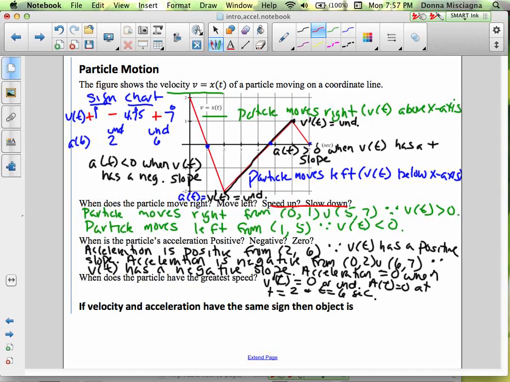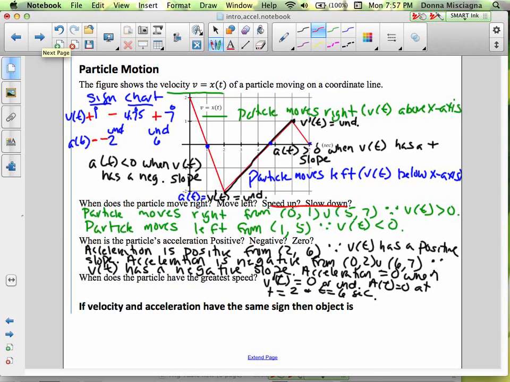All right, so for less than 1, the slope of the velocity curve is negative, so acceleration is negative. And it's negative from 0 all the way to 2. So these are both negative. So notice, if we look at our sign chart here, we are slowing down from 0 to 1.